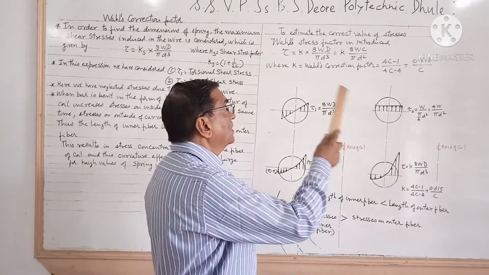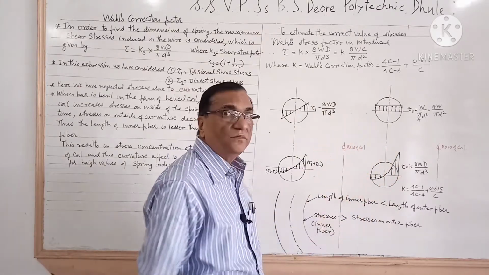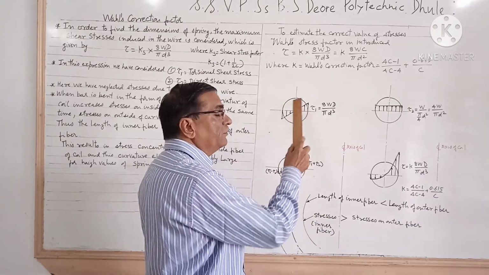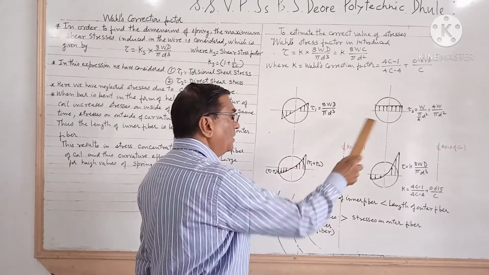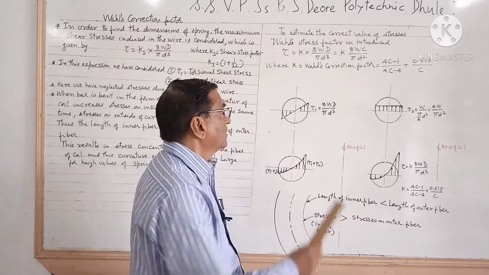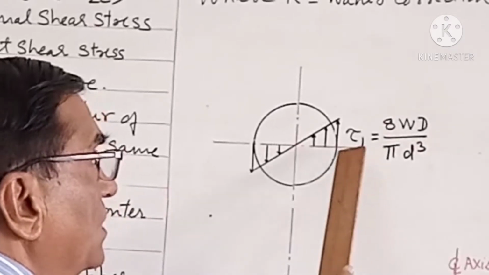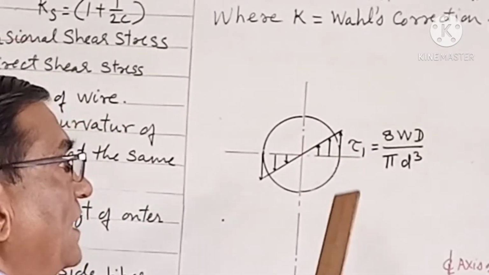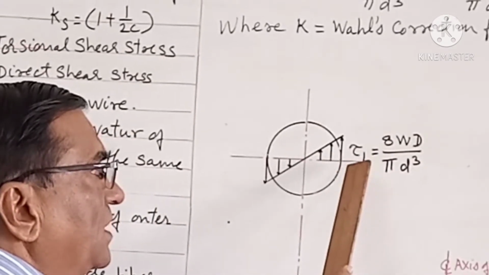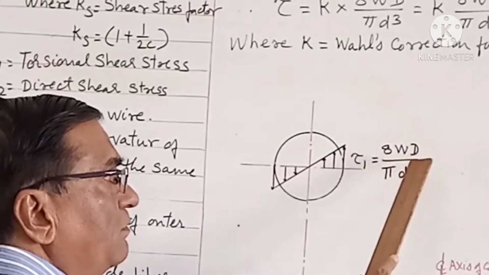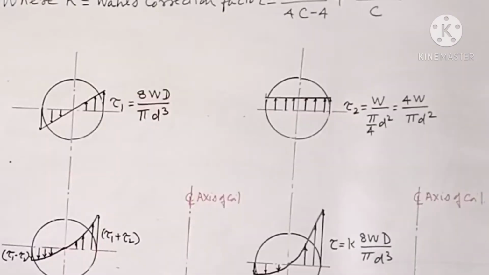Let us see from this figure the magnified view of the spring wire. These are all magnified views of the spring wire. This shows the distribution of torsional shear stress, and the maximum torsional shear stress is given by tau 1 is equal to 8WD upon pi d cube.